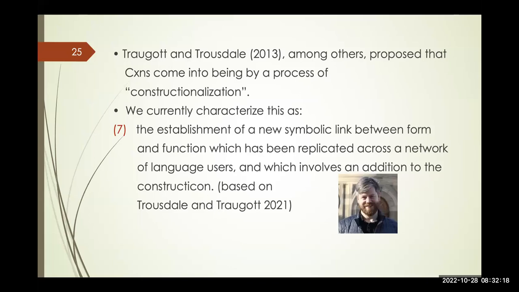we, among others, propose that constructions come into being by a process of constructionalization. That term is obviously on analogy with grammaticalization. It refers to the coming into being of constructions. We currently characterize this as the establishment of a new symbolic link between form and function, which has been replicated across a network of language users and which involves an addition to the construct-i-con. I'll explain what that is in a moment.